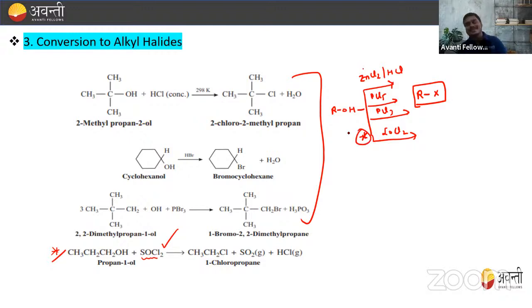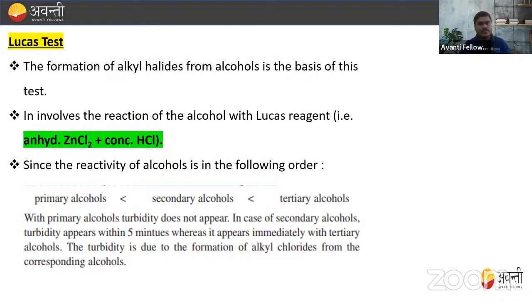We already discussed this in the alkyl halide chapter, because in this the products we get are alkyl halide plus HCl plus SO2, and both are gases, so they can easily separate. So this method is very useful, right? This is the best method for the preparation of alkyl halide from alcohol. So whenever we treat alcohol with any of these reagents, we always get alkyl halide, right? I hope this is clear to you.